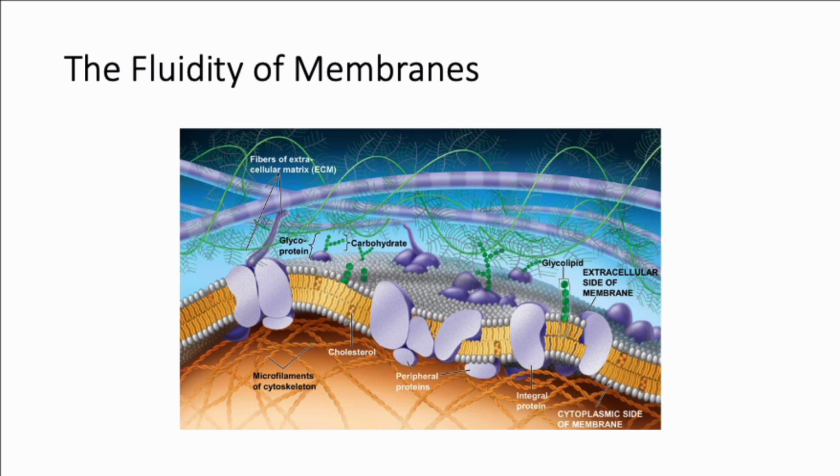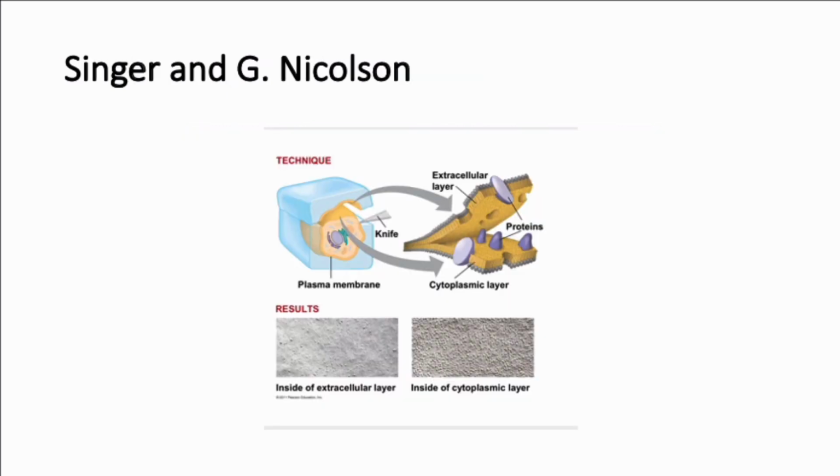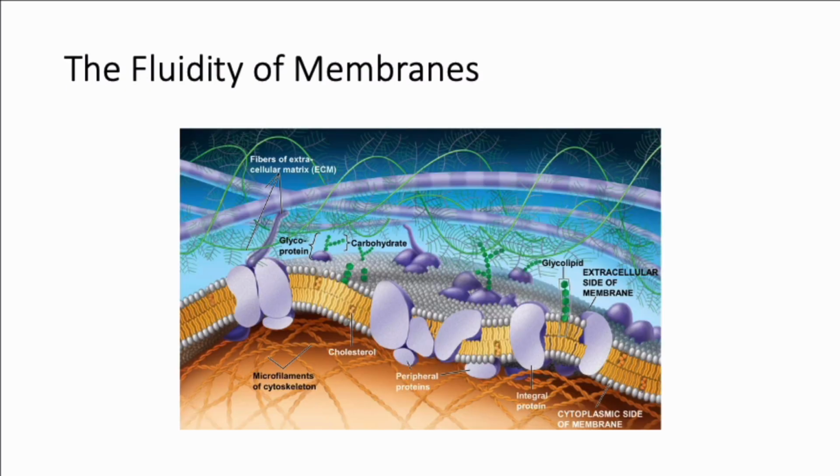As far as the fluidity of the membrane goes, the phospholipids in the plasma membrane are able to move around within that bilayer very easily. They're constantly moving back and forth, laterally, side to side. They're always on the move. So that's why we say it's in a fluid state. And this is another reason why Singer and Nicolson had to freeze it before they were able to study it properly.